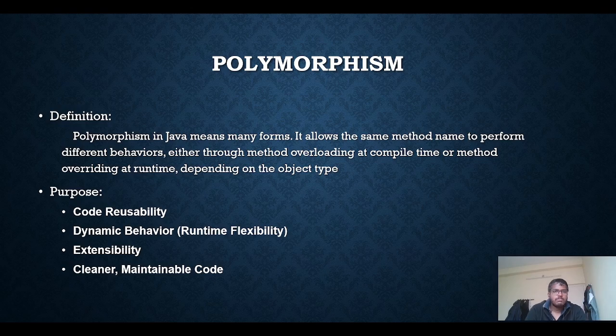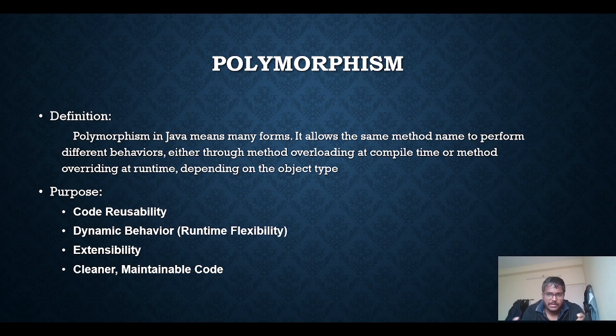In this video, we will see polymorphism. So, first we will see the definition of polymorphism. Polymorphism in Java means many forms. Poly means many, morphism means forms. So, here what will have many forms? Here method will have many forms.